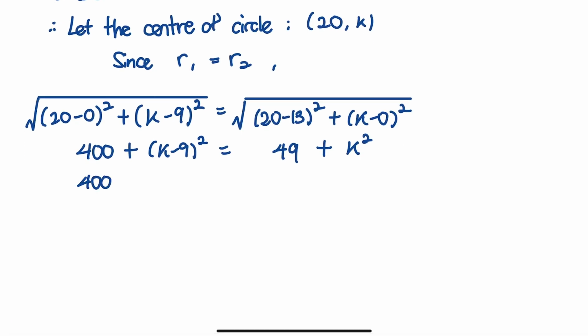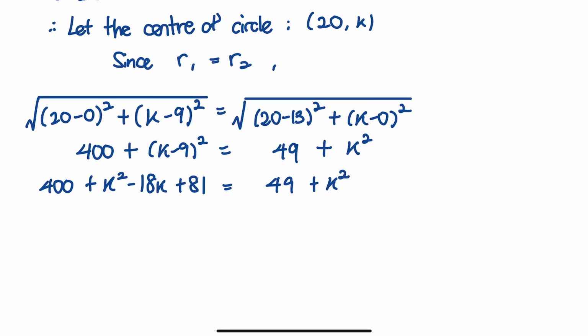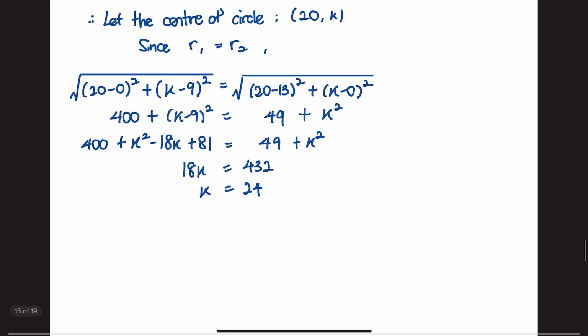400 plus k square minus 18k plus 81. This whole thing is equal to 49 plus k square. So therefore, by cancellation, I know that 18k should be equals to 432. And therefore, k is equal to 24. Okay, so by this equation here, I've solved for k.